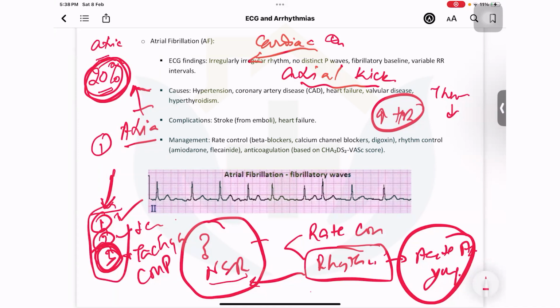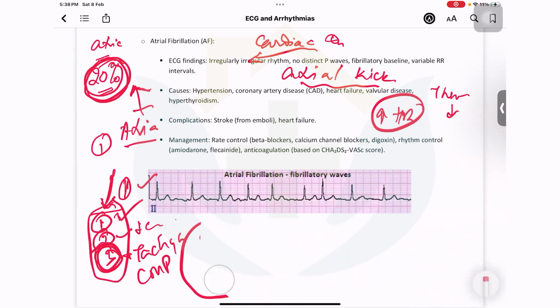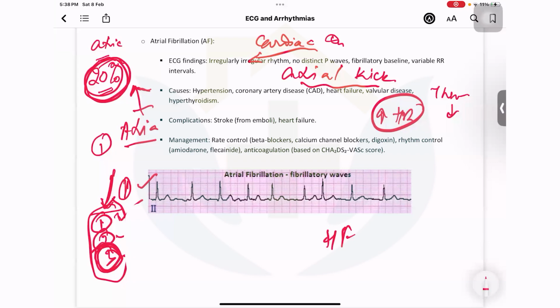So these are the major three reasons why we want to bring them back to cardiac rhythm. Number one, it is a physiological rhythm. It contributes 20%. And that is why a patient who has a normal ejection fraction will not land up into heart failure because of atrial fibrillation.